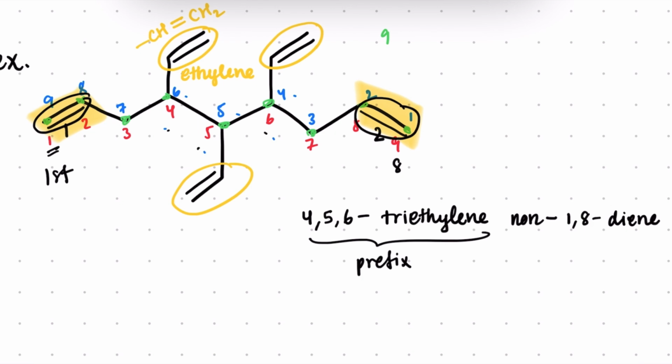That's how we would name this compound right here. Okay, let's talk about the parts. This is the root word, and this is the primary suffix. Once again, there are no functional groups, and hence we do not talk about the secondary suffix in this case.